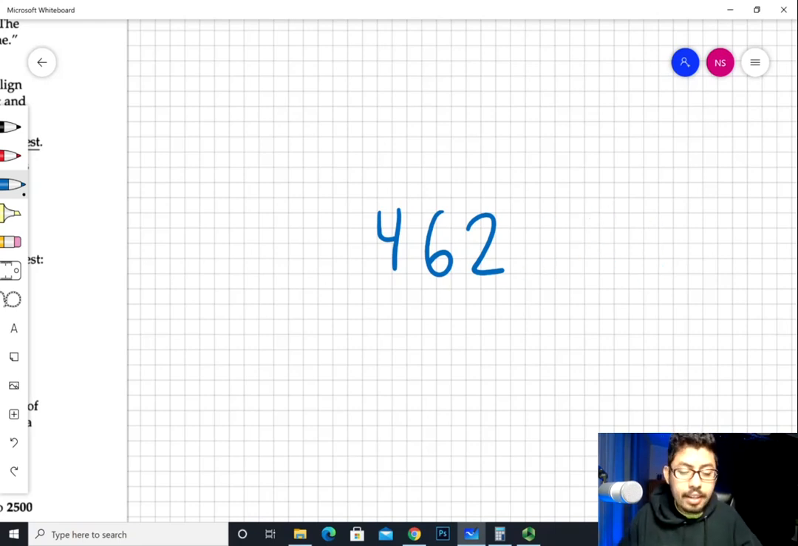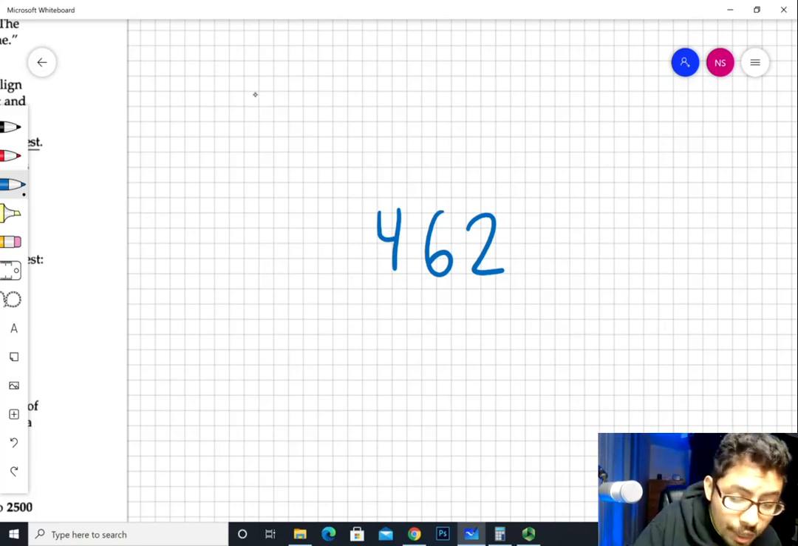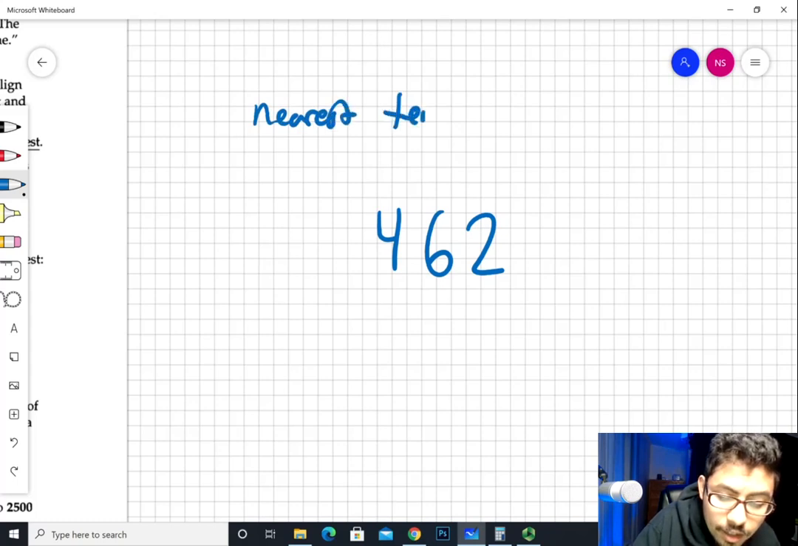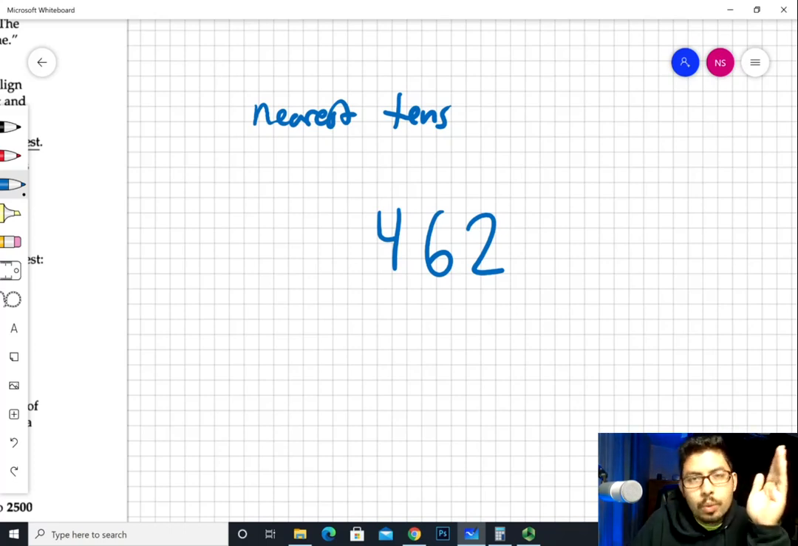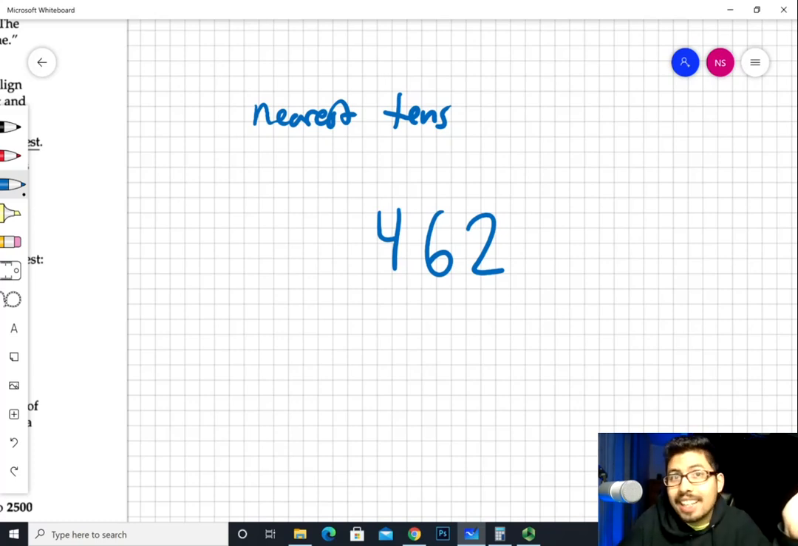The question in this example is going to look like: round the following number 462 to the nearest tens. The reason why I made you all memorize the place value is because in order to round, you need to know where the tens spot is. Go to your tens. Where's the tens?